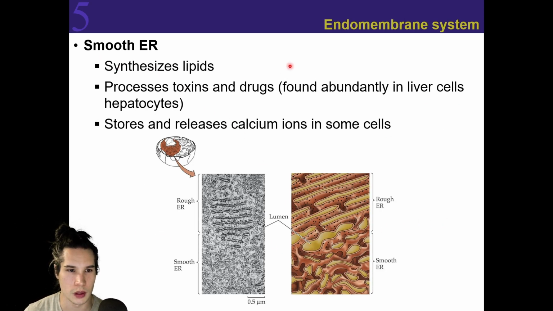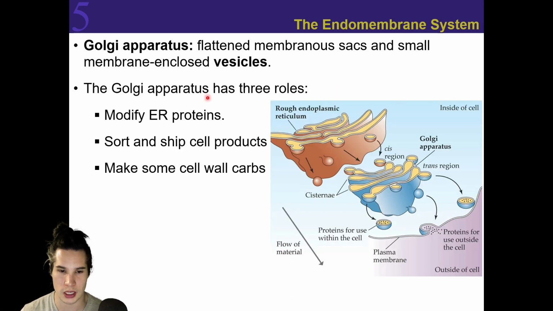Your smooth ER, that's the site where you're going to typically synthesize lipids. It's also a major site where you process toxins and drugs, so very commonly associated with detox. And so your smooth ER is going to be found abundantly in your liver cells, which we call hepatocytes. So all of your liver cells are going to have a large abundance of smooth ER. It's also a place where you would store and release calcium ions in some cells, like neurons, for example, where calcium release is involved in neurotransmission.